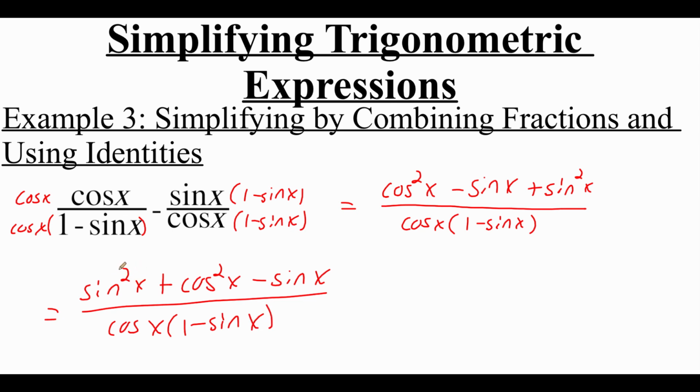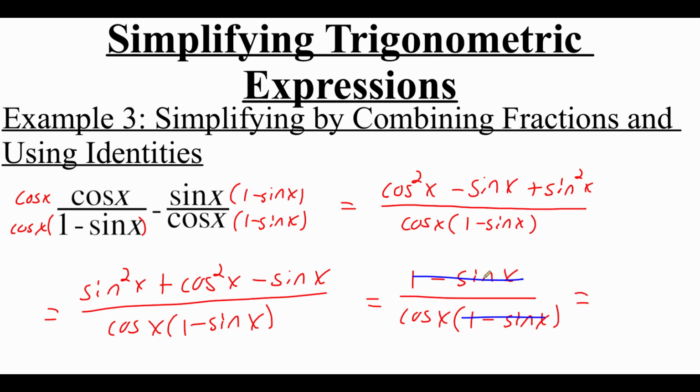Now the reason I moved that sine squared up to the front is that it makes it easier to see one of our Pythagorean identities, because if we take sine squared plus cosine squared in the front here, that's just 1. So the sine squared plus cosine squared turns into 1. We've still got this minus the sine of x, and this is over the cosine of x times 1 minus the sine of x. Now because we've got 1 minus the sine of x showing up on top and on bottom, we're going to be able to cancel that out.